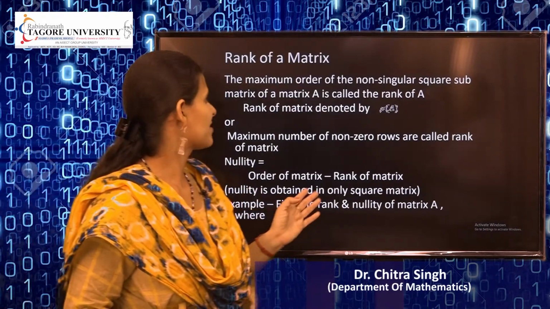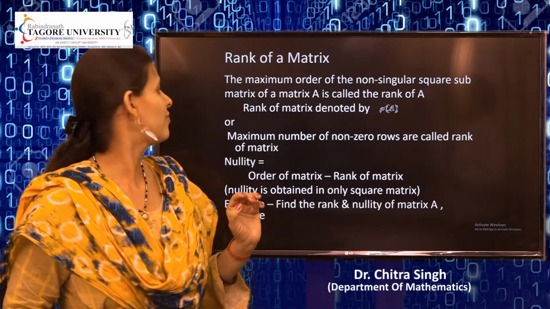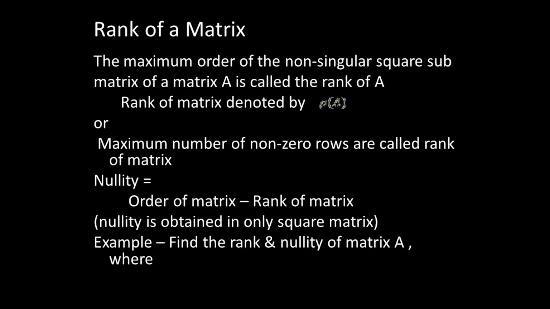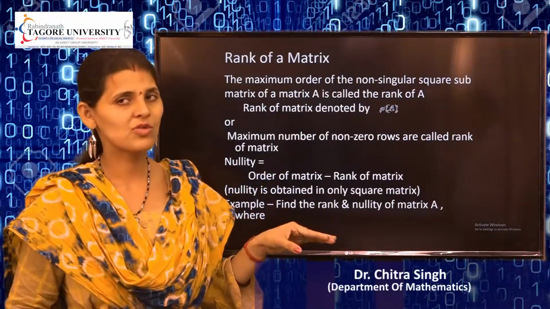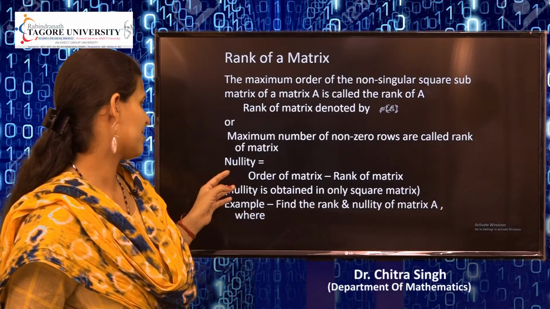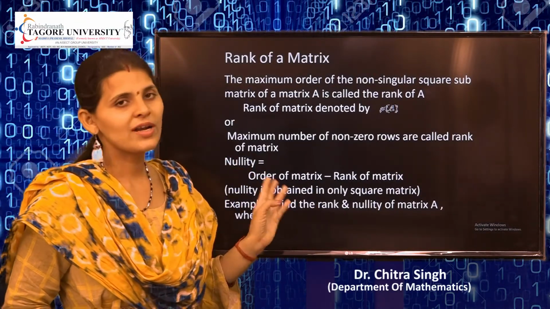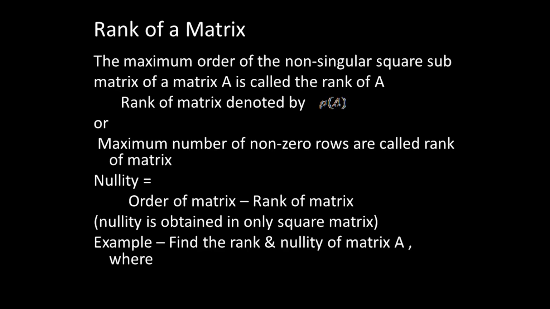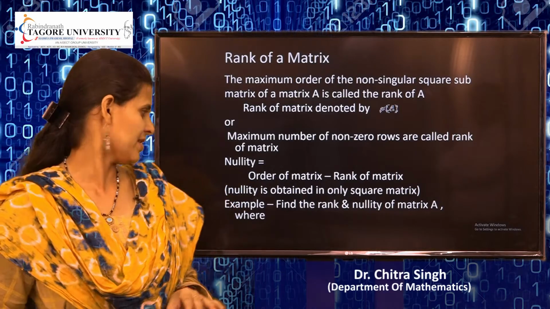Next, you study the rank of a matrix. Firstly, we define how we define the rank of a matrix. The maximum order of the non-singular square submatrix of matrix A is called the rank of a matrix. Also we say that the maximum number of non-zero rows is also called the rank of a matrix. Nullity is the order of the matrix minus the rank of the matrix. We obtain the nullity of the matrix. Without a square matrix you can't find the nullity of a matrix. Nullity is obtained only for a square matrix.